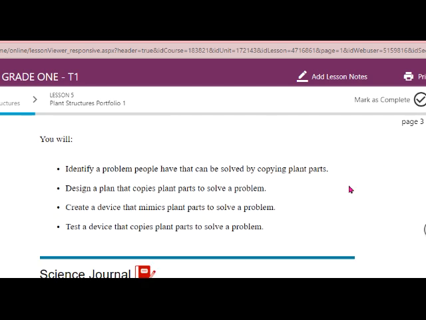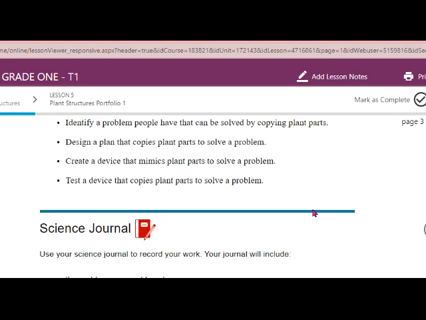So here's what you're going to do. Identify a problem people have that can be solved by copying plant parts. Design a plan that copies plant parts to solve a problem. Create a device that mimics or copies plant parts to solve a problem. And test the device that copies plant parts to solve a problem.